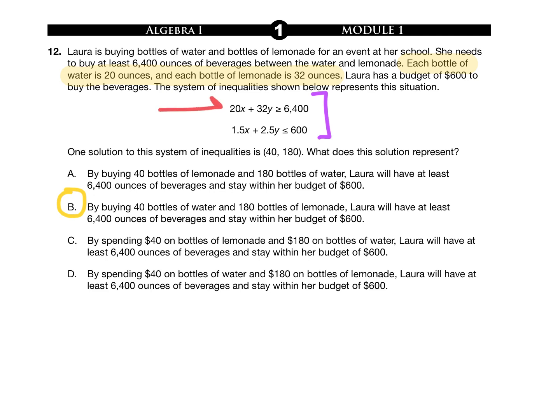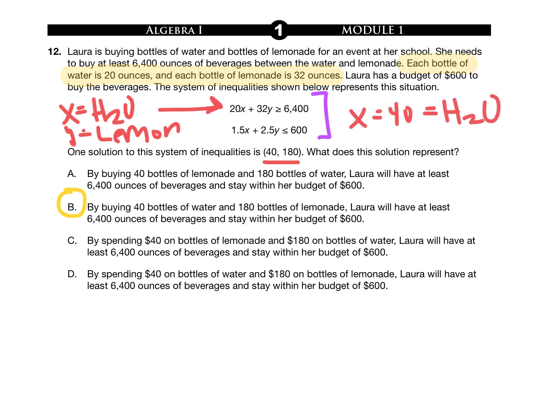Because when I look at this equation right here, I see a 20x plus a 32y. So using my context clues that I highlighted there, that means x must be my water and y must be my lemonade. And so now I know that if the solution of the system is (40, 180), that means I'm going to have x equals 40, which means my water bottles have to be 40.